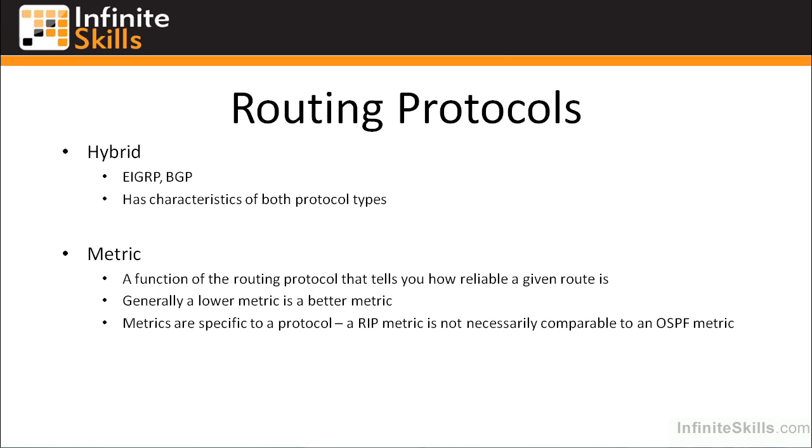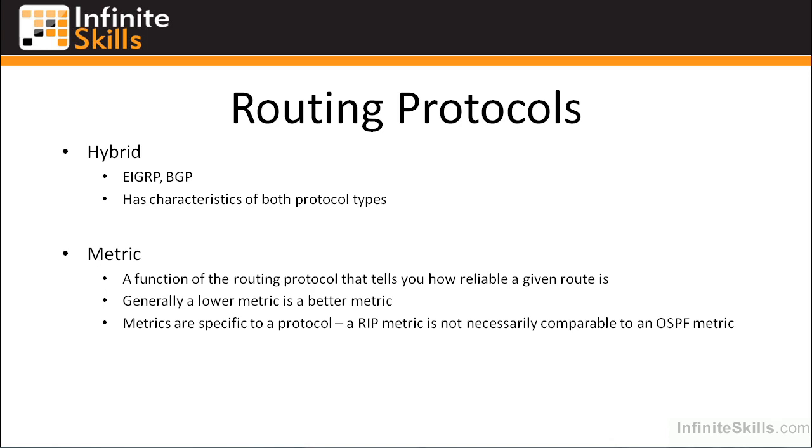In EIGRP, there's this whole complex mathematical formula that it uses, and it uses various K values to determine what the best route is and what its metric is. And this is internal to the routing protocol. So if OSPF learns about the same network from 4 different sources, it will look at the metrics and say, well, this one has the lowest metric. This is the one that's actually going into the routing table for the router to actually use.